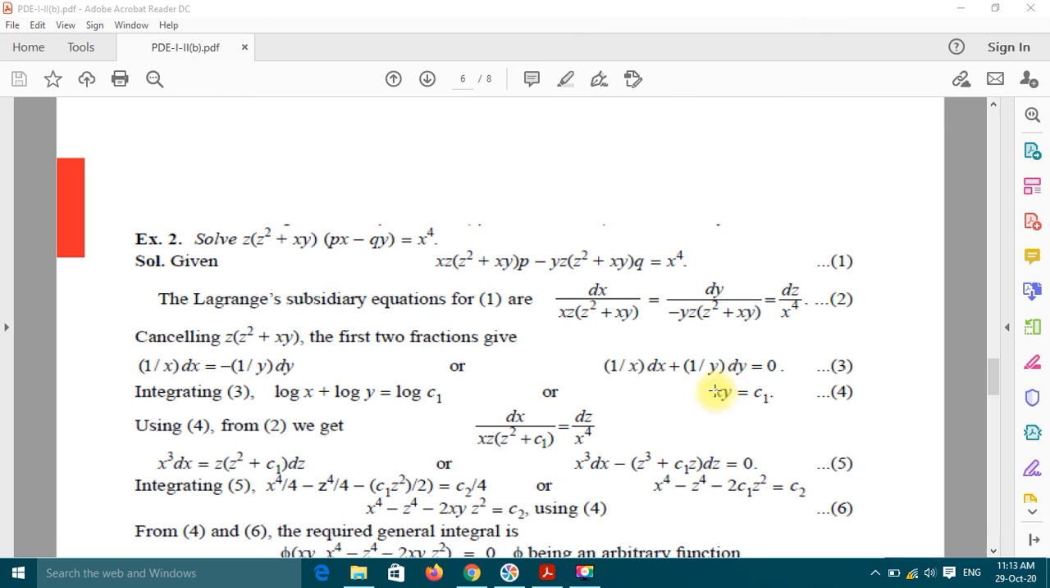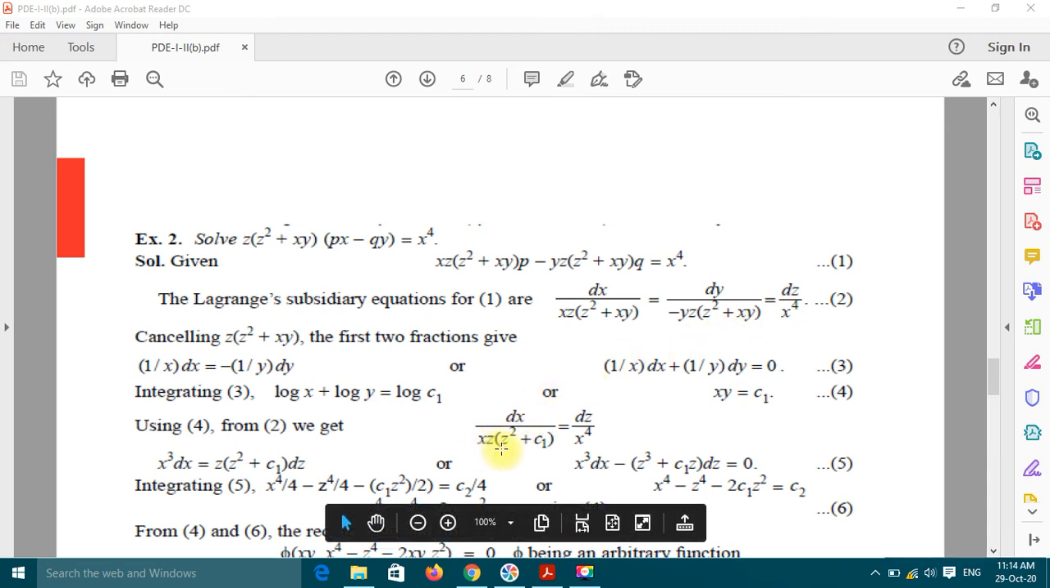Now we suppose that this xy = c1 is our equation number 4. Now use equation 4 in equation 2 and we take the first and last fraction, that is dx/(xz·z²), and here xy is present, so we put c1 in place of xy, equal to dz/x⁴. So if we cancel x and x⁴, then x³ remains. We cross multiply and rearrange, then we get x³ dx − (z³ + c1 z) dz = 0.